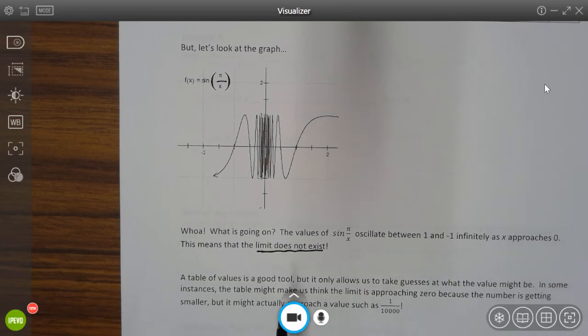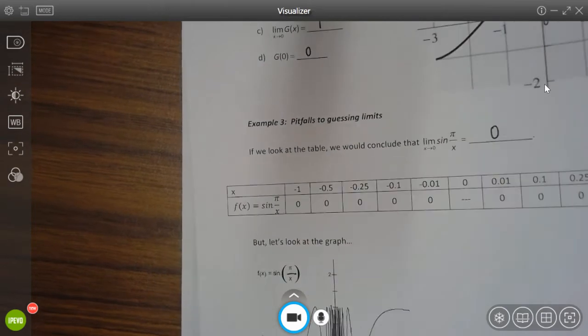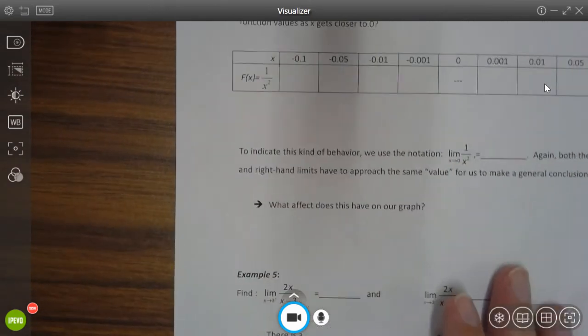So again, sometimes a table of values can be misleading. Sometimes it can be a nice tool, but in some cases the table might make us think we're approaching a value when the function actually approaches a very small value, such as 1 over 10,000. So just be careful with the tables, and especially with these oscillations as well.